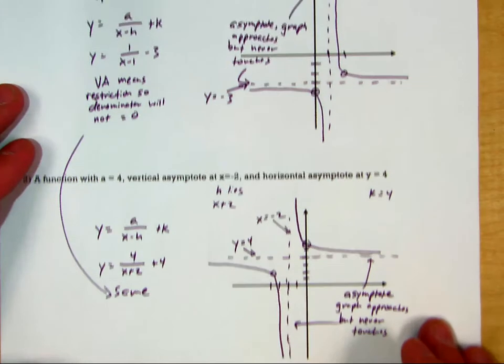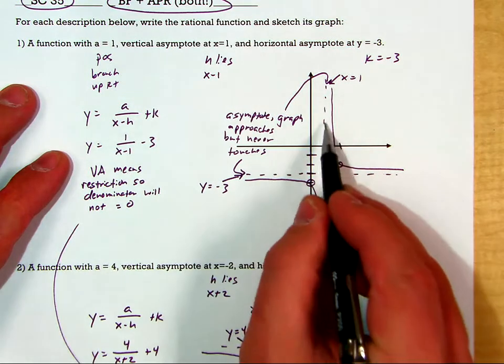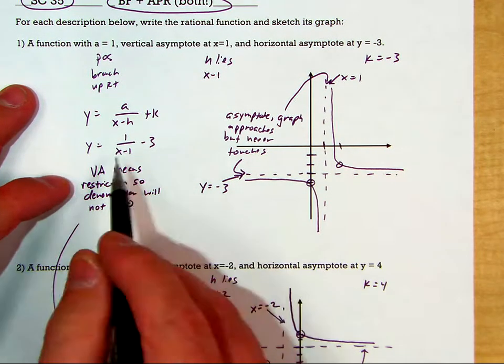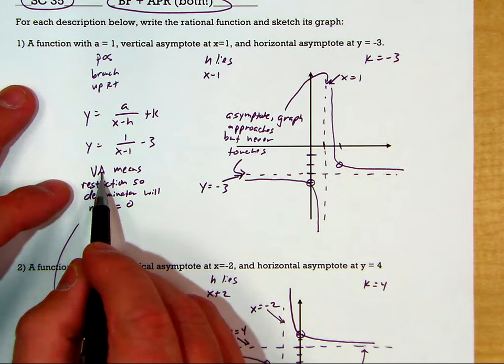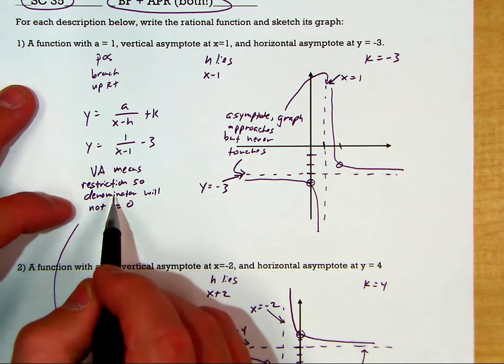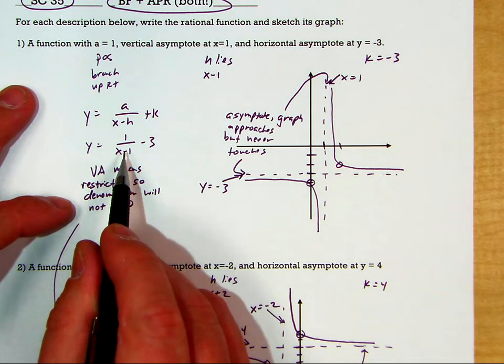That's going to help us sketch later on down the line. But this is saying the vertical asymptote is at x equals 1. Where's x equals 1? It's right there. So draw an asymptote. Remember, vertical asymptote means a domain restriction. We cannot let x equal 1 right here because that would make the denominator 0, and we can't divide by 0 in math, so that would be undefined.